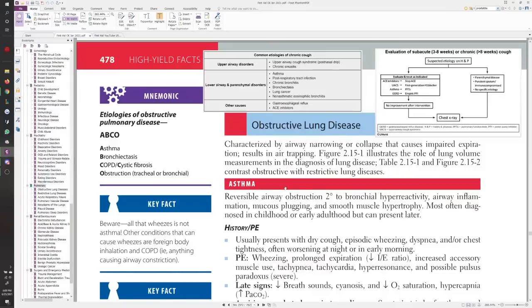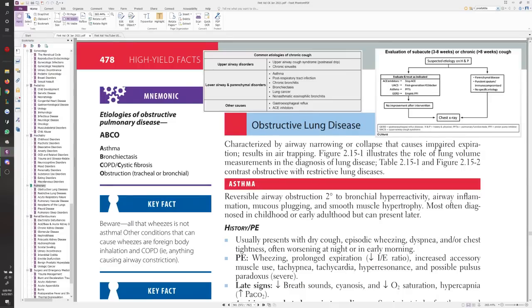So in step 2, the first thing we're looking at is asthma. Obstructive lung diseases in general, OLDs, are characterized by airway narrowing or collapse that causes impaired expiration. When you have airway narrowing, that's when you hear wheezing. That's a lot of wheezing that's going to occur on chest auscultation.